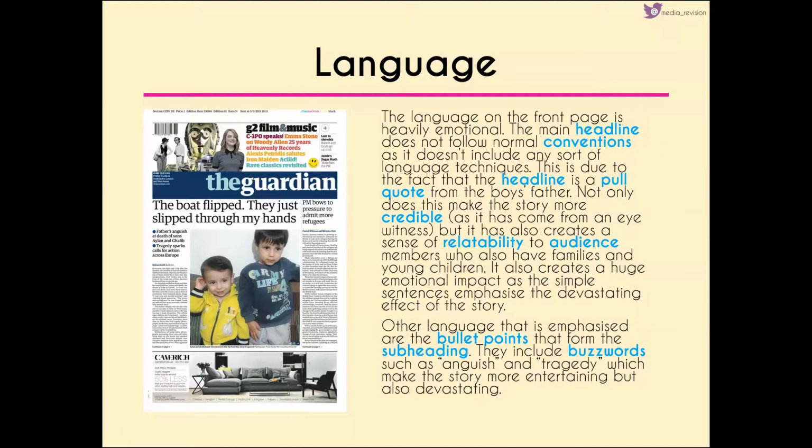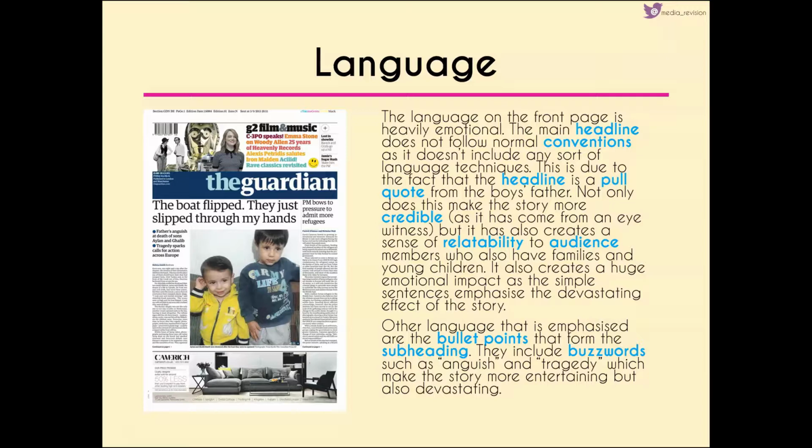The language on the front page is heavily emotional. The main headline does not follow normal conventions as it doesn't include any sort of language techniques. This is due to the fact that the headline is a pull quote from the boy's father. Not only does this make the story more credible as it has come from an eyewitness, but it has also created a sense of relatability to the audience members who also have families and young children. It also creates a huge emotional impact as the simple sentences emphasise the devastating effect of the story.